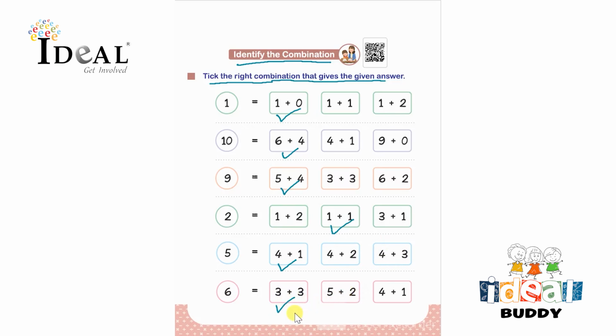So this is the correct answer. And then let the child also find the sum of the given number so that they can also revise the addition. So 5 plus 2 makes 7 and 4 plus 2 makes 5.